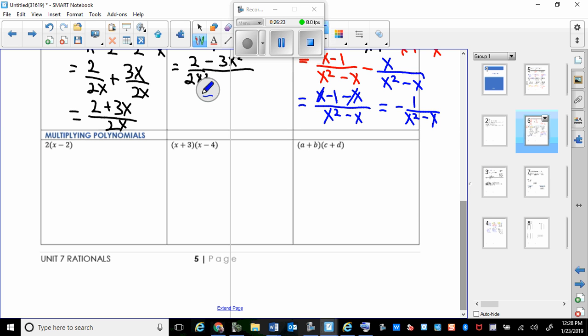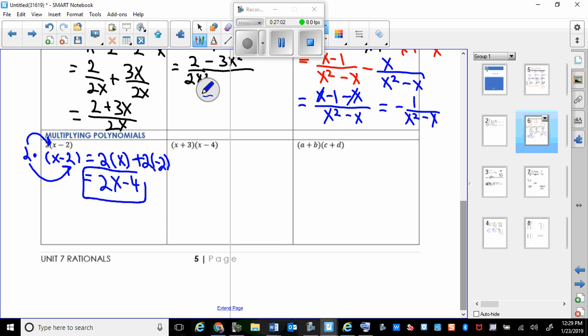Multiplying polynomials, I'm going to use distribution. If it helps to rewrite it, you can write 2 times x minus 2. If that helps, I don't know. But regardless, when you distribute, you just draw your arrows to what you're distributing to. If you're not showing your work on these problems, I'm going to mark it wrong. 2 times negative 2, make sure that's negative, equals 2x minus 4. Here is the final answer.